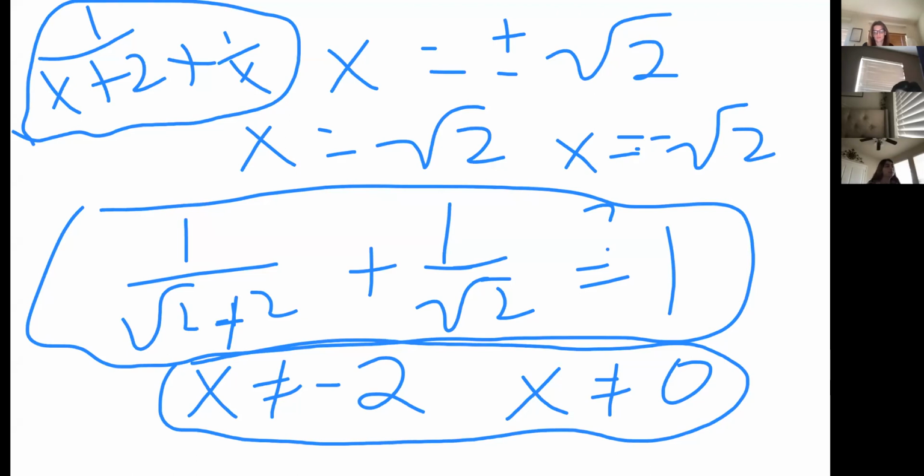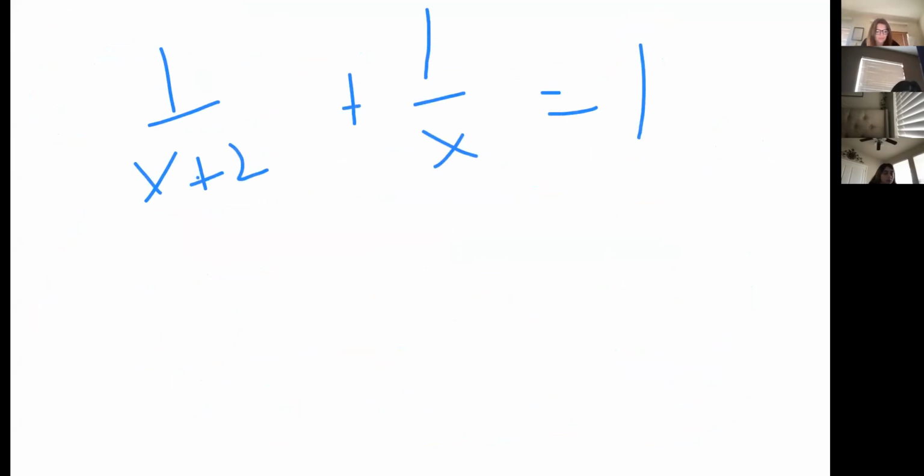Are there questions about this one? So definitely not a pretty thing to check if you go plug it back in. But the strategy is still the same, right? If I start off with 1 over x plus 2, and I want to add 1 over x equals 1.